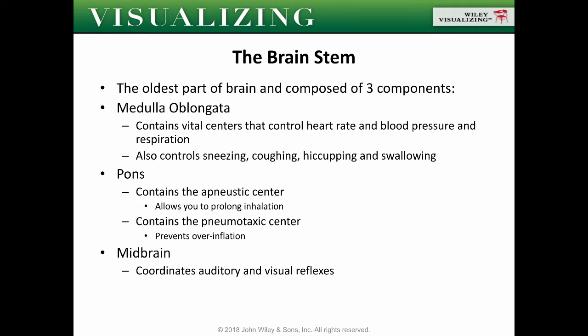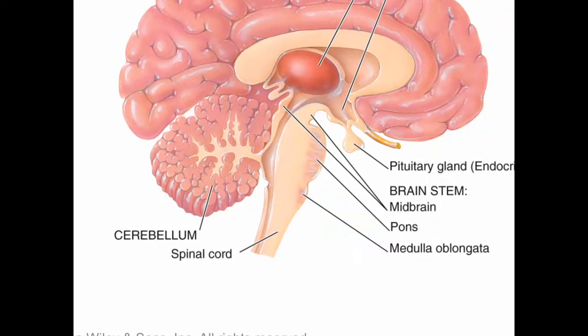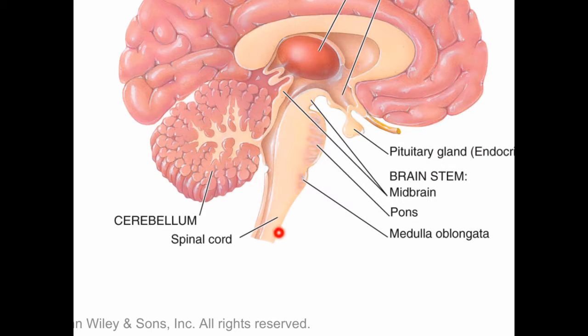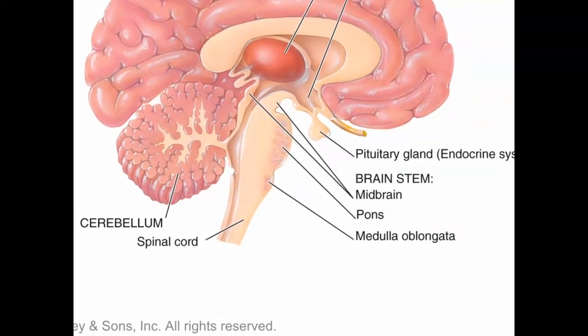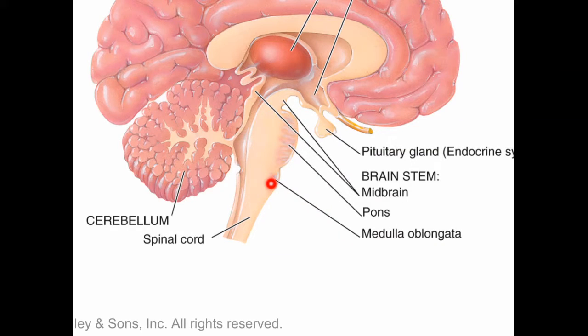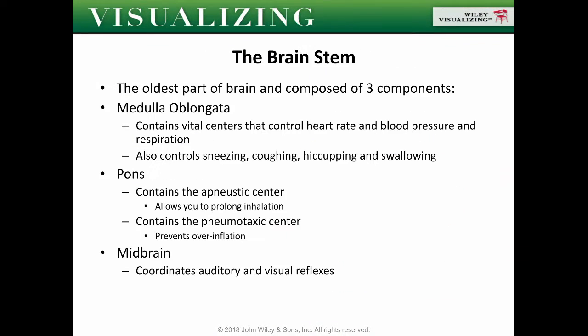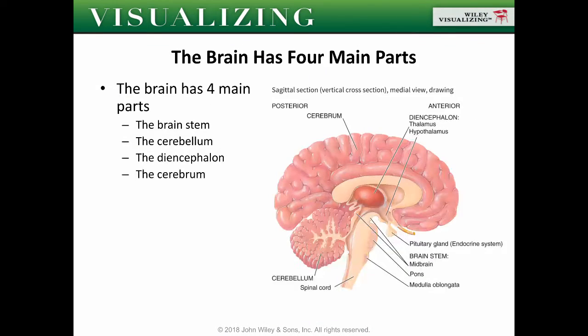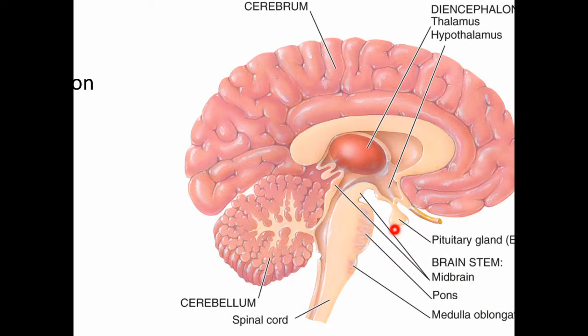So what are those? Let's start with the brainstem. The brainstem is the oldest part of the brain and is composed of 3 components: the medulla oblongata, the pons, and the midbrain. So where is it? Here is your brainstem. This region here is the brainstem. This is the pons. This is your medulla oblongata. And where is the other one? The midbrain. So this is the midbrain, this region here. This area connected to your spinal cord is your brainstem.